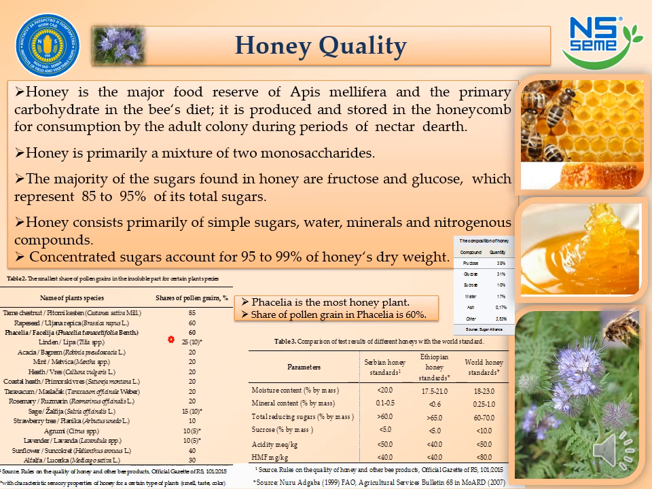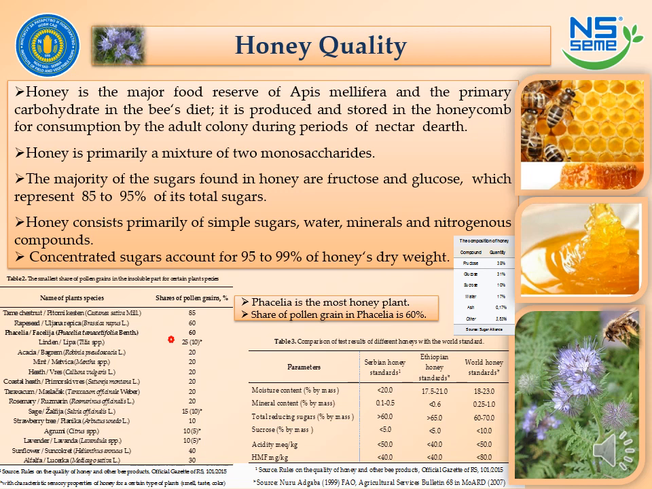Honey is primarily a mixture of 2 monosaccharides. The majority of the sugars found in honey are fructose and glucose, which represent about 90% of its total sugars. Concentrated sugars account for 90 to 99% of honey's dry weight. Honey consists primarily of simple sugars, water, minerals, and nitrogenous compounds.